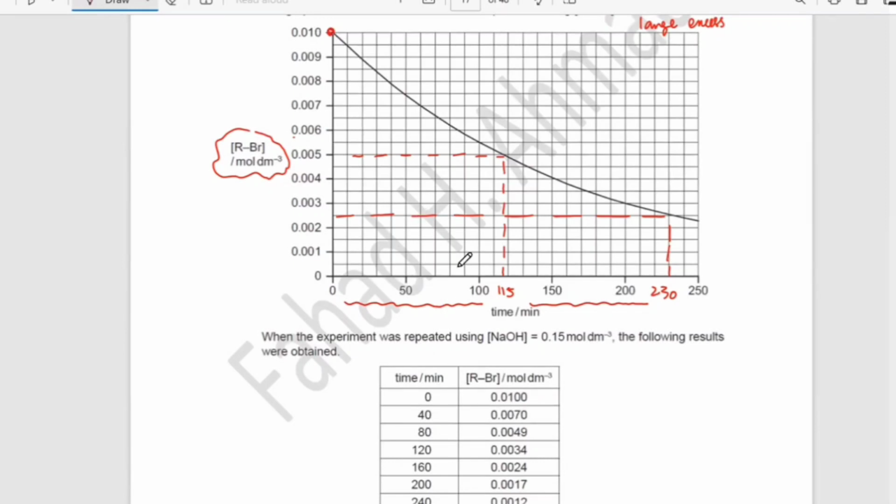At 40, where is 40? At 40 it's 0.07, this one. Then at 80 it's 0.049. 80 would be over here, 0.049 would be very close to or almost equal to 5. Then at 120 it's 0.034. 120 is over here, 0.034 is approximately 35.